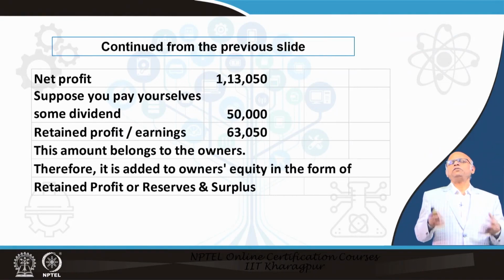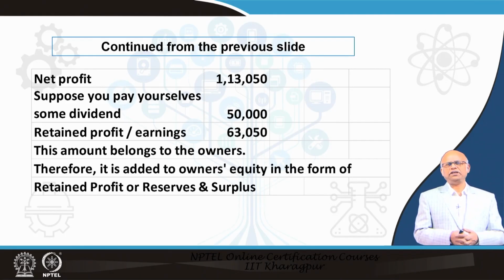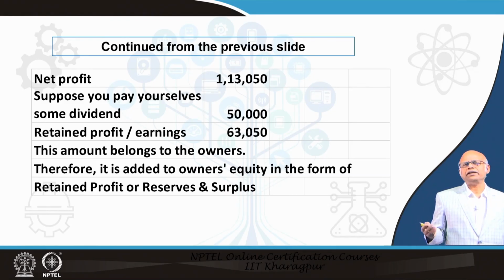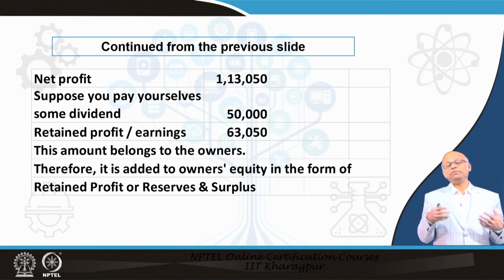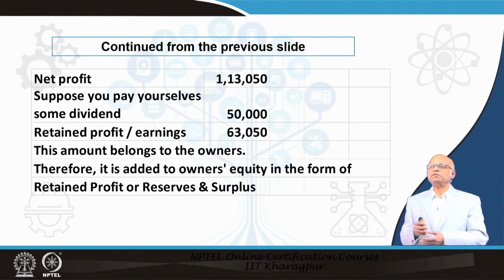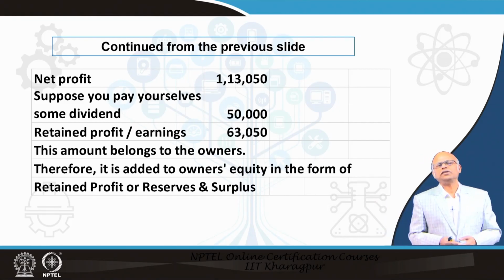Now, this money belongs to the founders, this whole money, that is 1,13,050. So, you started the business, this money belongs to you, you can take it home, you can spend the money, do whatever you like, but you may decide that okay, let me not eat all the profit because my business needs to grow. So, you plow back some of the profits back to the business, so that business grows.